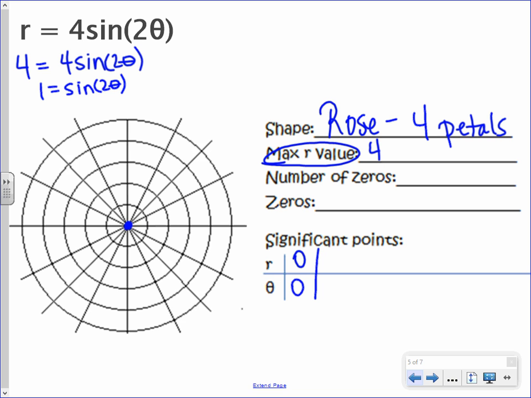Nick, I'll give you some redemption points here. Where is the sine 1? Okay. So pi over 2 would equal 2 theta, which means we have an r value of 4 when theta is pi over 4. There's our first petal. Okay.